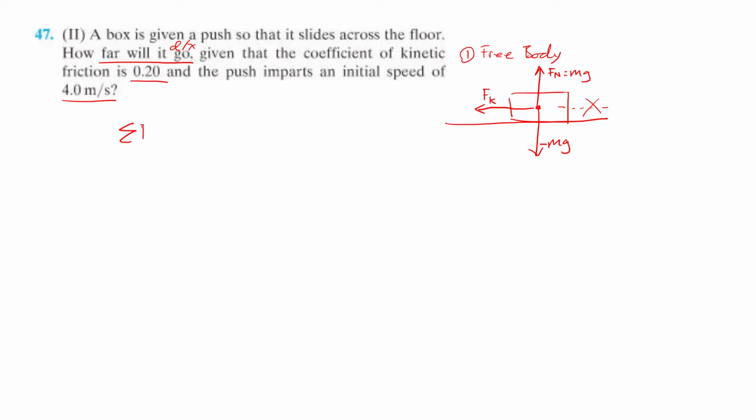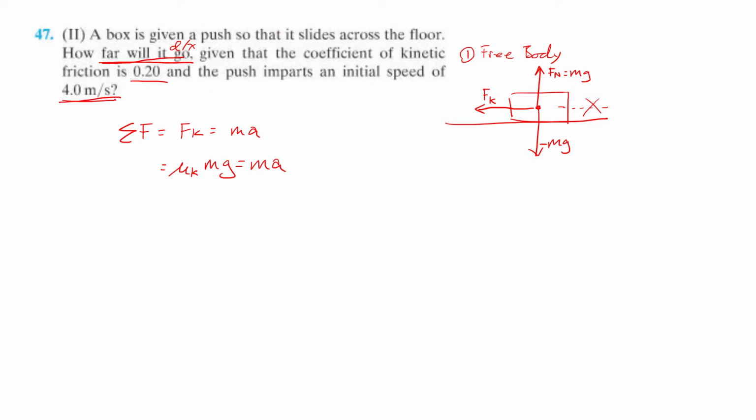So now let's do a sum of forces. Part 2, sum of forces, like always. Sum of forces is equal to Fk is equal to mass times acceleration, right? That's it. There's no F of A, there's no minus F of A. Fk, or the force of friction, is equal to the kinetic friction coefficient times mg, and that is equal to ma.